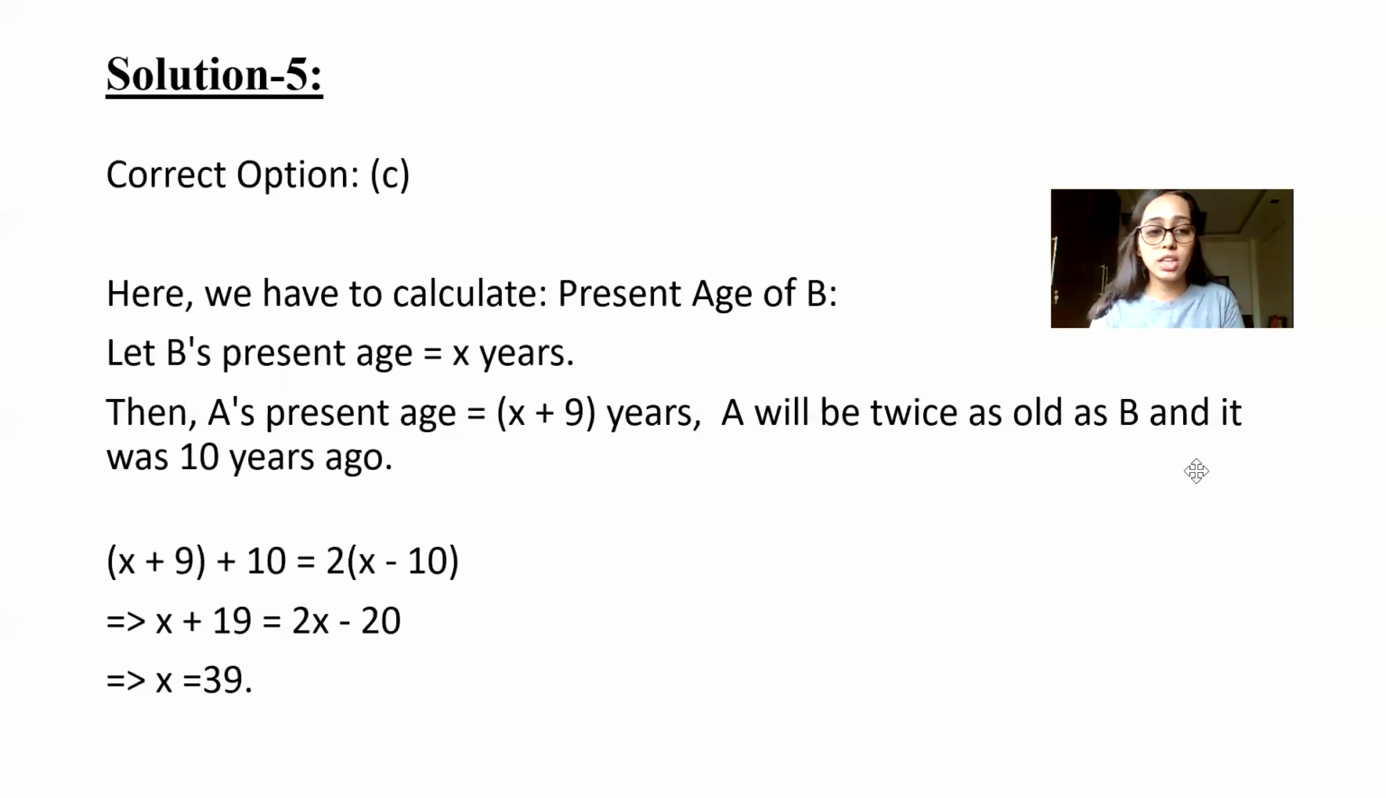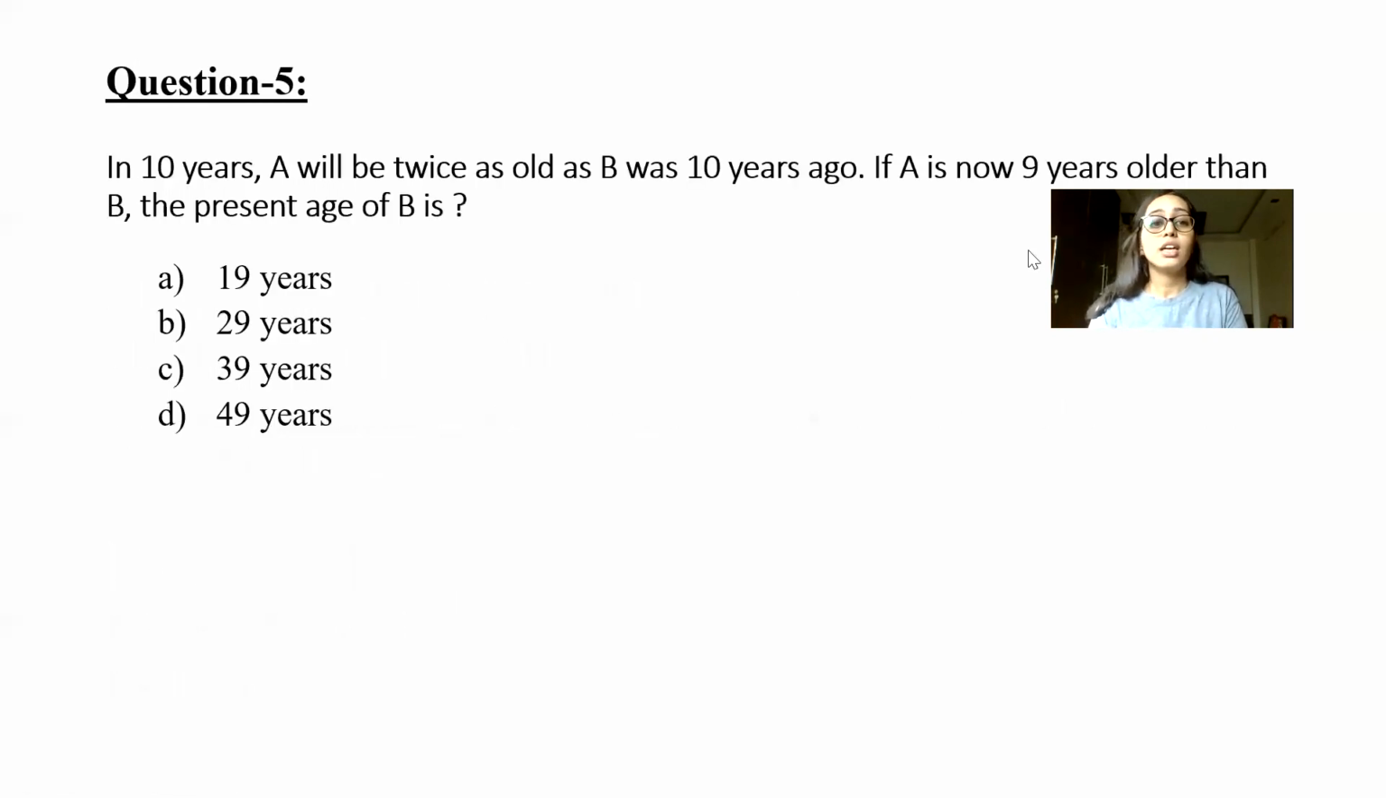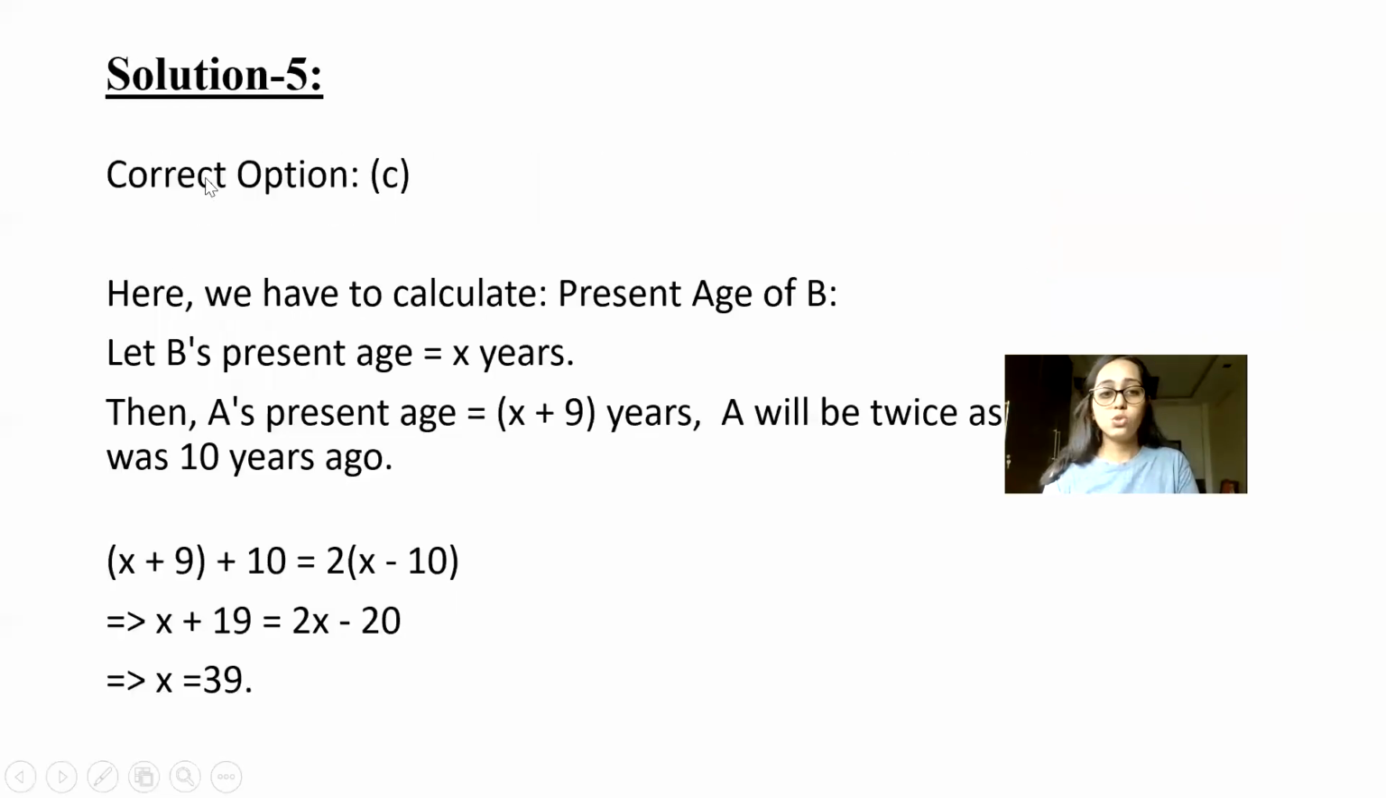That is one condition. And the other condition is the current age of A is x plus 9, but that x plus 9 is with 10 years added. So we will have the equation: x plus 9 plus 10 equal to 2 times (x minus 10). Now you are aware of how to solve this equation. Just multiply the values outside the bracket inside, add or subtract them, and you will get the answer.